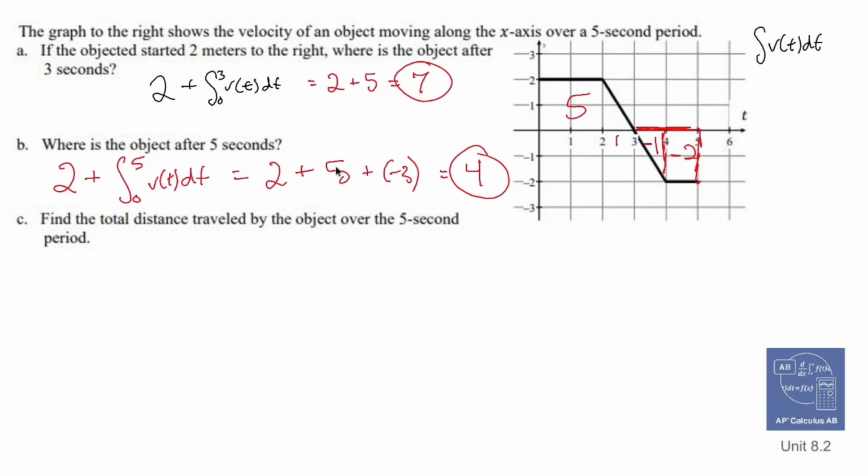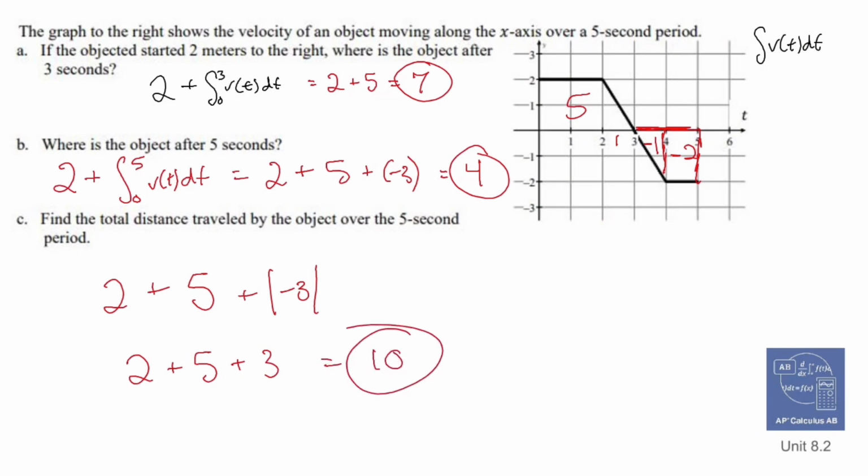Now to find the total distance, which is not displacement. This was displacement. The total distance is the fact that if I were to drive forward 5 feet and back 3 feet, that's still 8 feet. So I have 2 that I started out with, plus the 5 that I drove forward, plus the absolute value of the -3 of me driving backwards is going to be 2 plus 5 plus 3, which is going to be 10. So this problem was very different, but I kind of liked it.